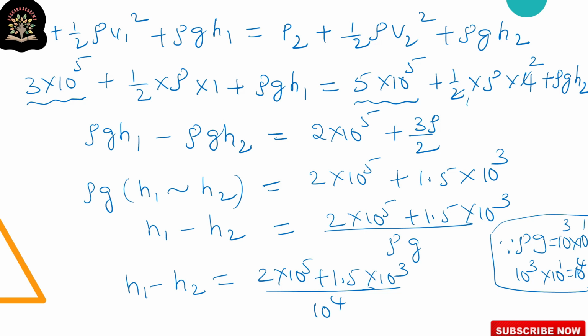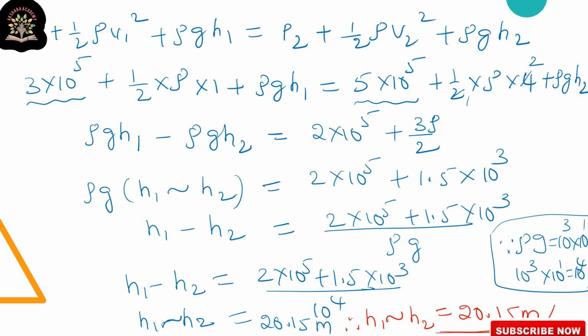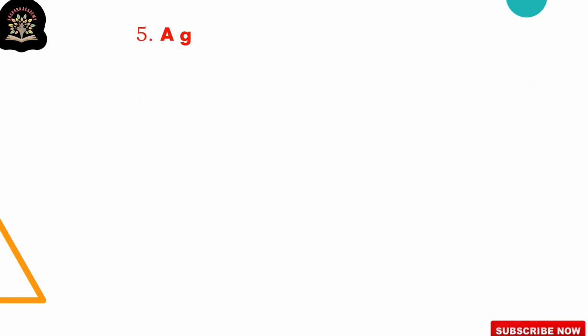So from this we are getting H1 minus H2, the difference between H1 and H2, as 20.15 meters. Therefore the final answer is H1 minus H2 equals 20.15 meters. This is the final answer. Okay, next we will go to the fifth question.